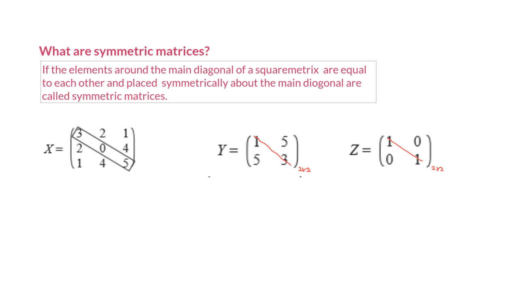All identity matrices and symmetric matrices are square matrices. Okay kids, now you can try exercise 19.1.